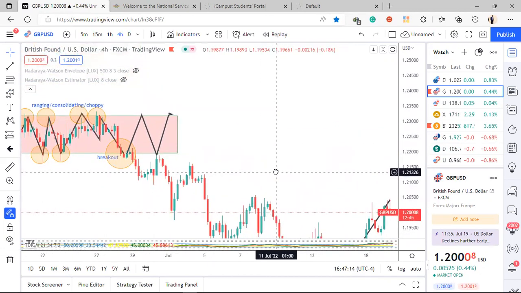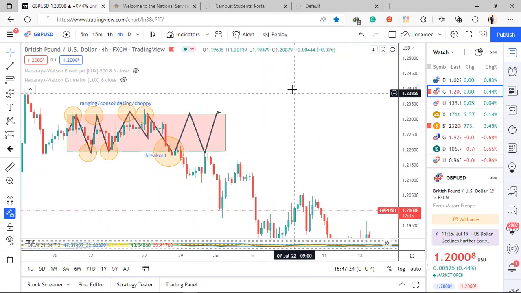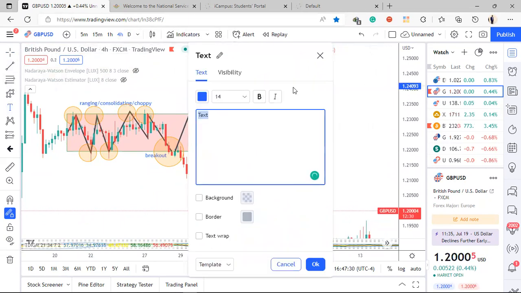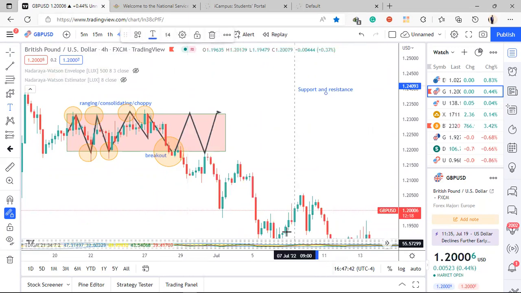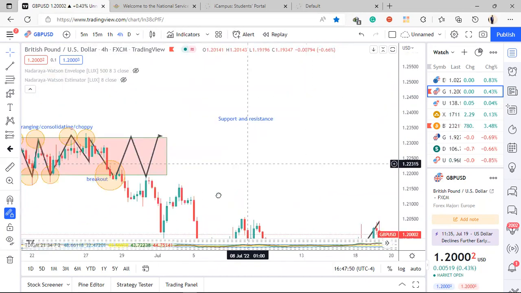That is basically what ranging markets is about. Now, today what I want us to look at is what we call support and resistance. I want us to look at support and resistance.